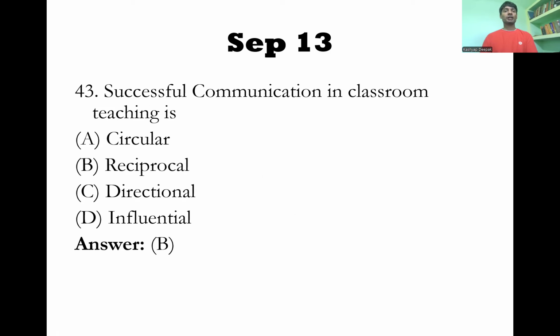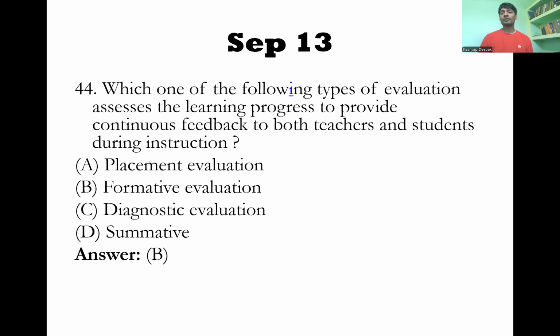Successful communication in classroom teaching is circular, reciprocal, directional, influential. Answer is reciprocal, because circular, directional, and influential are not that important. Which of the following type of evaluation assesses the learning process to provide continuous feedback to both teacher and student during instruction? Placement, formative, diagnostic, and summative. And answer is formative. So placement and diagnostic is not, and summative was not.